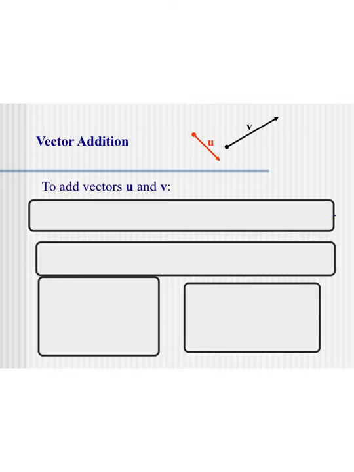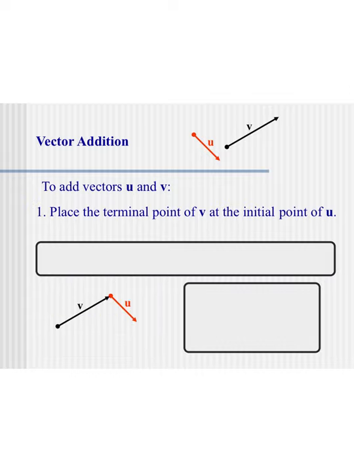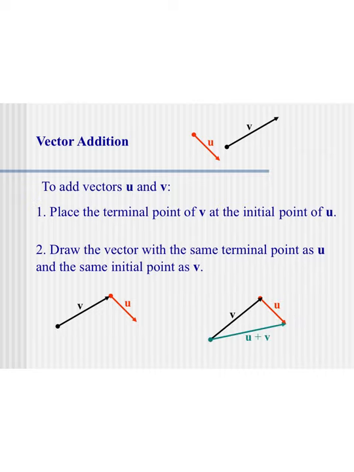To do vector addition visually, we have a very specific process because we have each vector having its own direction, its own magnitude. So if I want to add two vectors, u plus v, I'm going to start by placing the terminal point of v at the initial point of u. So visually, you can see that I have v, and when v stops, I then add u. My next step is to draw a vector with the same terminal point as u and initial point as v. So what that means is I'm going to start from v and draw towards u. And you can see that my green vector now represents the vector of u plus v.